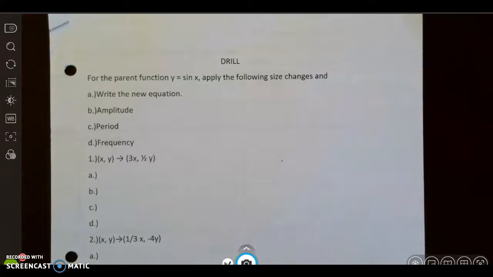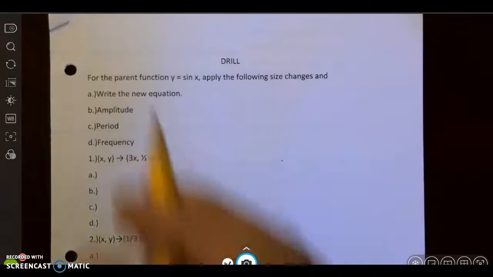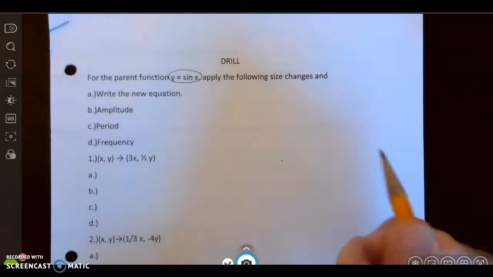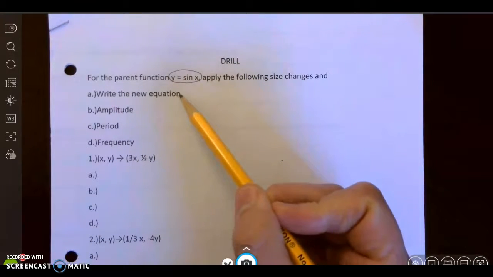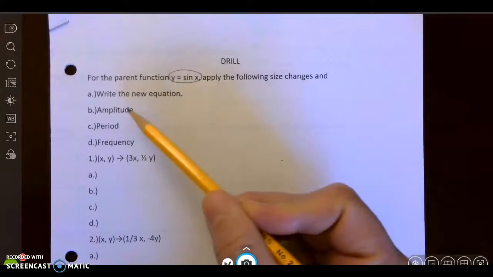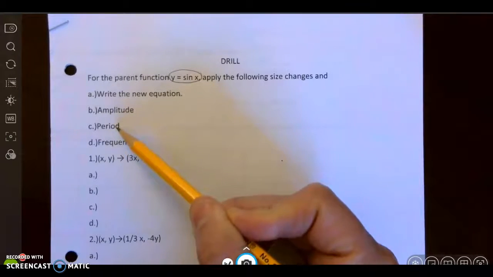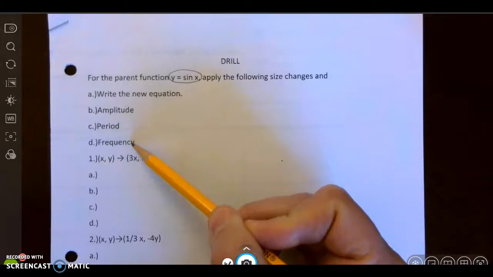For the drill, we're going to look for the parent. The parent function is going to be y equals the sine of x. And then for part A, we're going to write the new equation. Part B, say what the amplitude is. Part C, the period. And part D, the frequency.